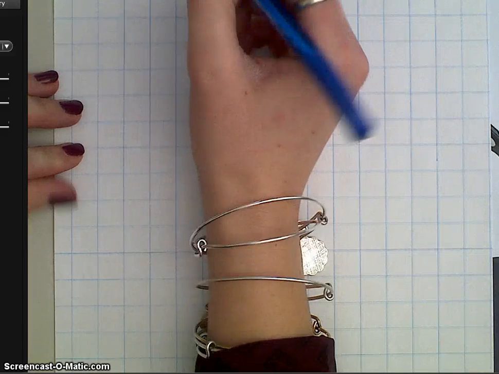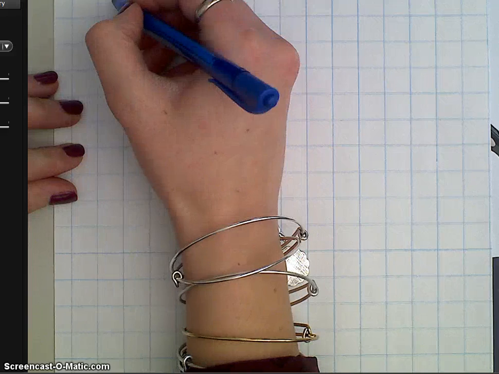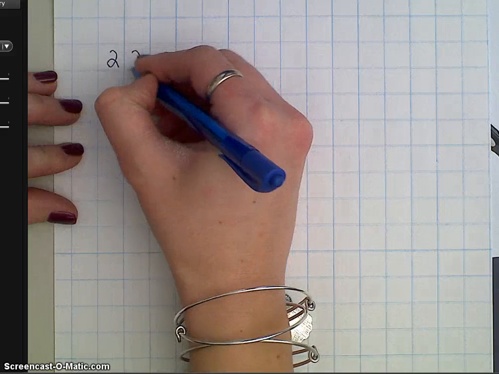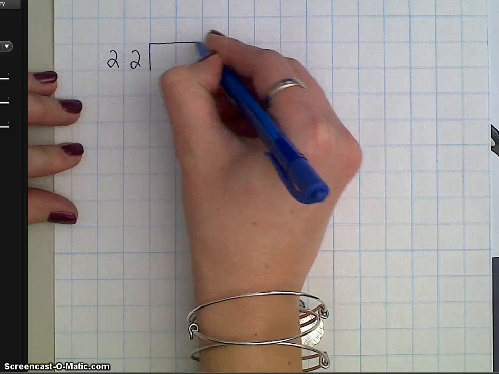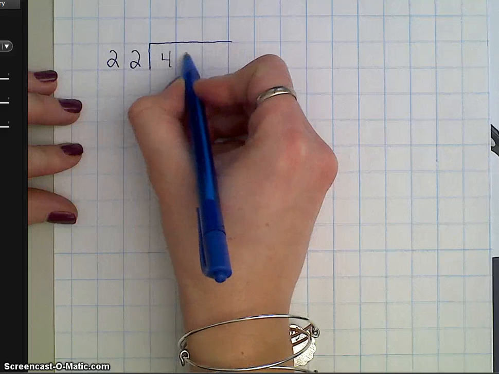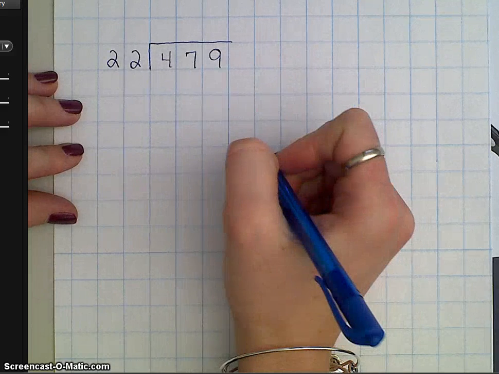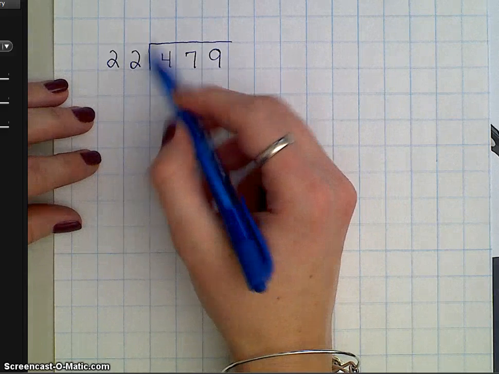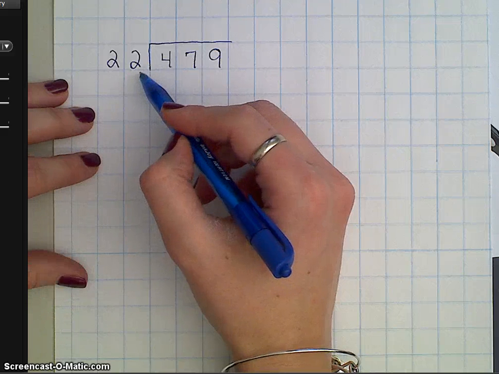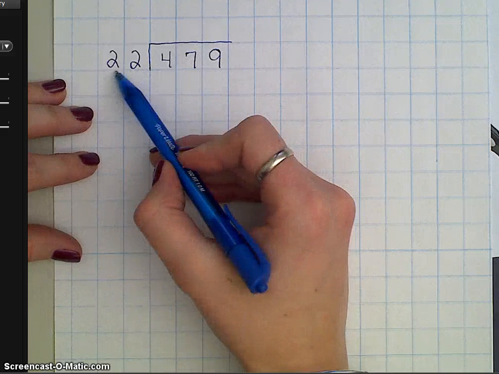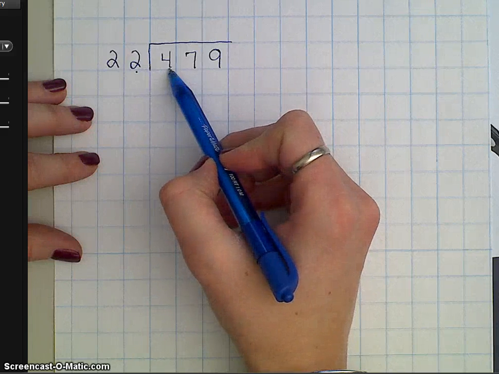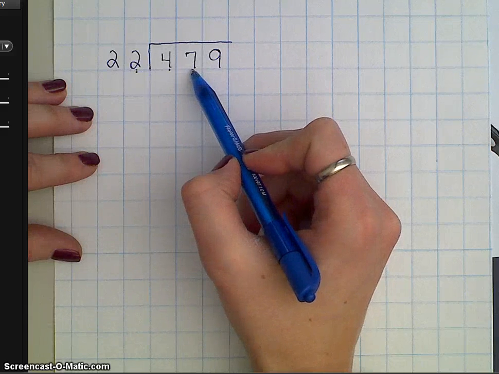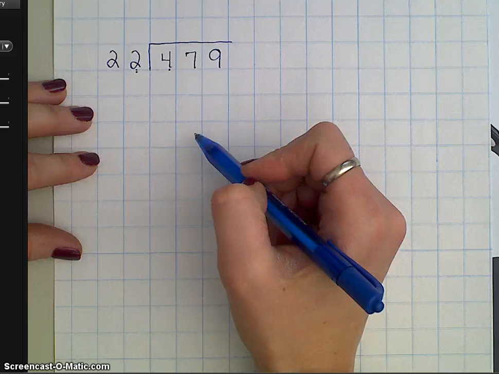So let's begin with the first problem. We're doing double-digit divisors. So we're doing 22, and how many times does 22 go into 479? So 479 divided by 22. Since this is a double-digit divisor, I need to use a strategy to help me figure out where to start. Because as you can see, 22 does not go into 4. So I'm trying to figure out how many times 22 goes into 47. So how do I come up with a good guess as to how many times it goes in?